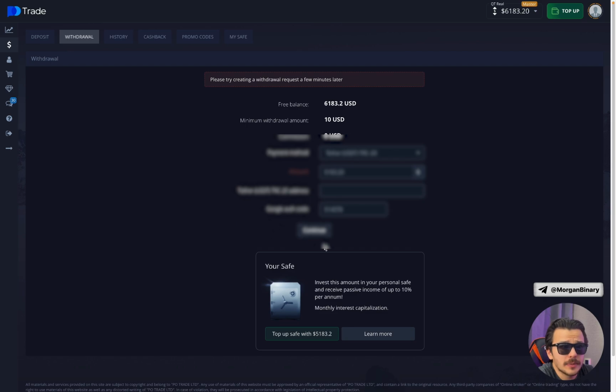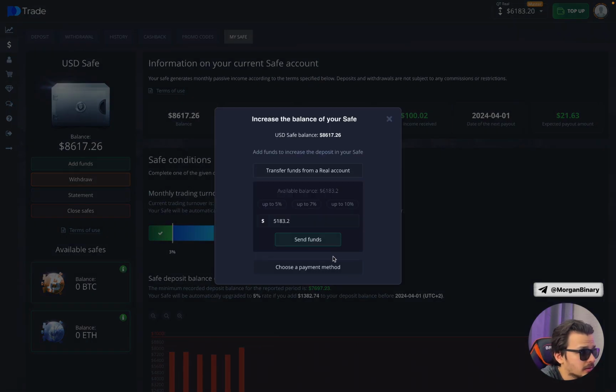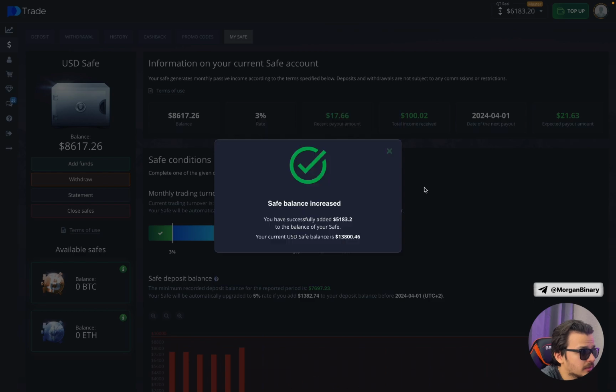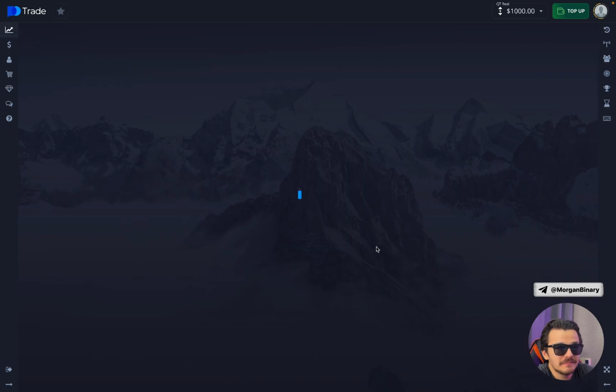So, for some reason, we cannot make a withdrawal yet. Let's put them in the safe. That's it. We are done trading for today.